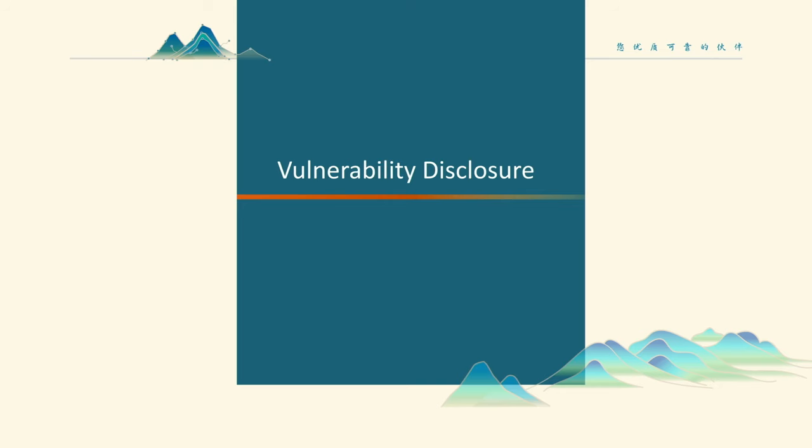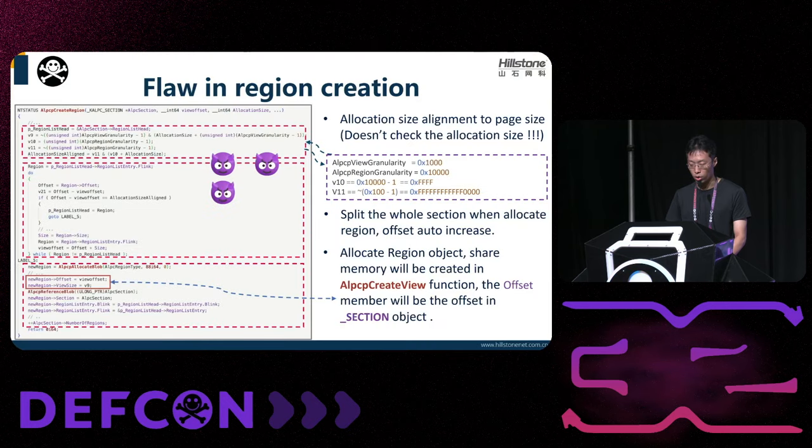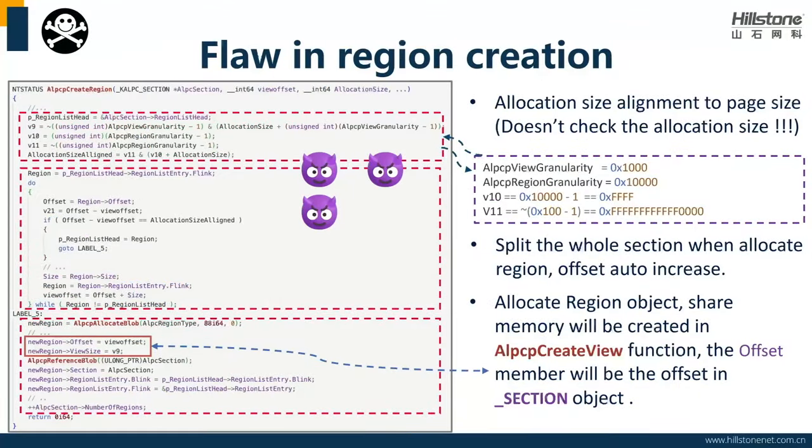OK, let's see the vulnerability details we found in the region. The kernel always tries to align the allocation size to one page. You can split the section object. The starting offset of the section is auto-increased based on the last region and its offset. However, the allocation size is unchecked. So what about this small security flaw? What can this small undiscovered issue cause afterward?